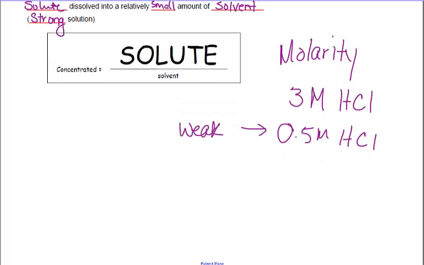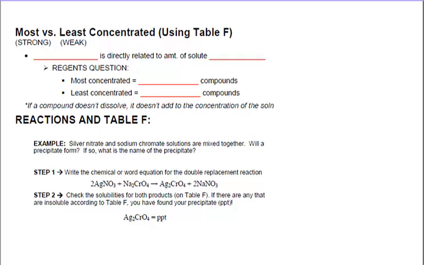Okay, going on. So most versus least concentrated, and we're going to use table F to help us basically decide whether something is strong or weak. Concentration is directly related to the amount of solute that is dissolved. So on the reagents, you might see something most concentrated, you are going to be looking for soluble compounds on table F. Least concentrated, we'll be looking for insoluble.